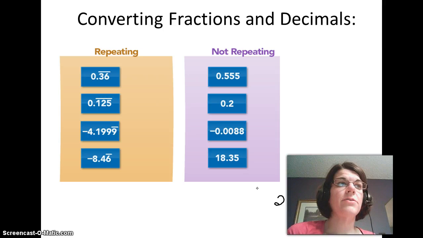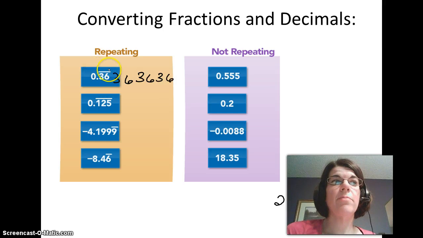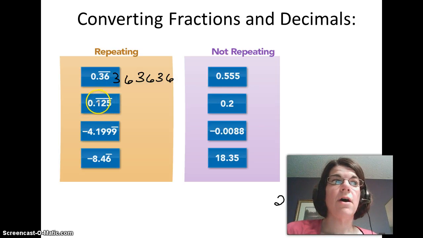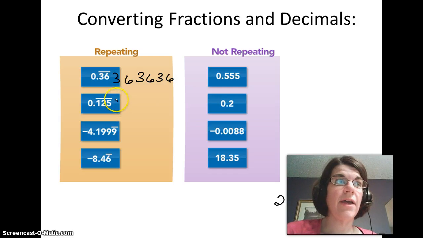All right. Here's some examples of some repeating decimals. Notice that the line is over the 3 and the 6. So that would mean that this would be 3, 6, 3, 6, 3, 6. Both numbers have the line over them, so that means that the repeating numbers are 3 and 6 in that pattern. The repeating decimal here is 0.125, so that is going to repeat in that order: 125, 125, 125, and it would continue on like that forever.